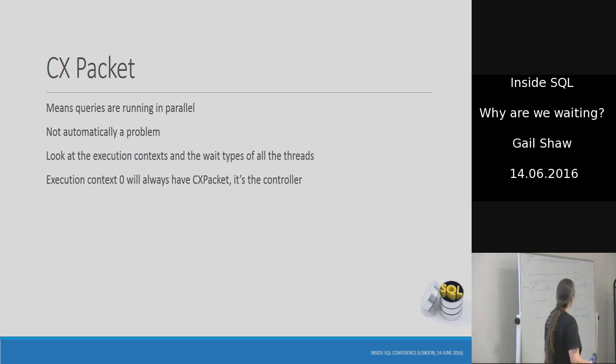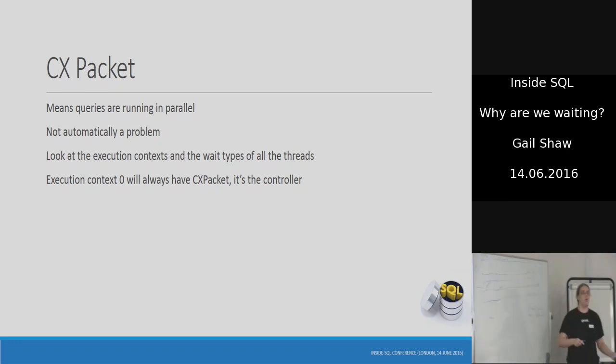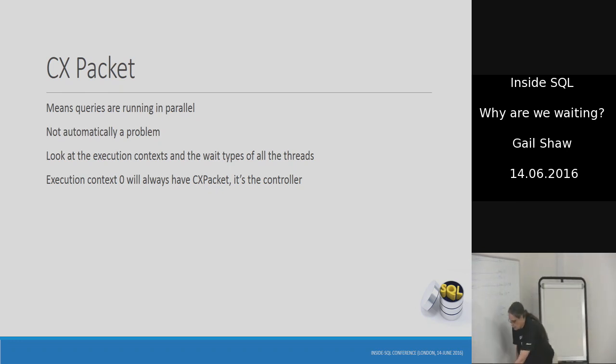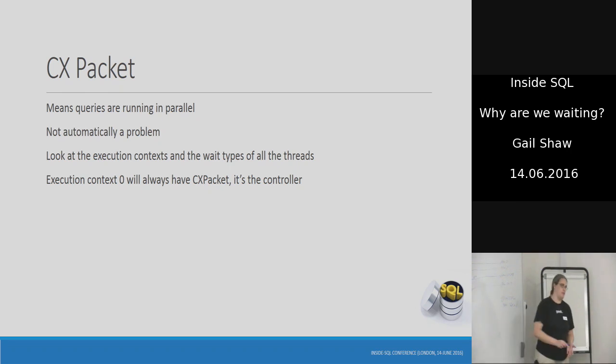The problem is not that we've got parallelism. The problem is that something else is causing the parallelism waits. So if you are seeing high CX packet waits, firstly, don't go and look in exec requests, because in exec requests, you're going to see execution context 0, with a CX packet wait, because of course it's got a CX packet wait. It's a controller thread.